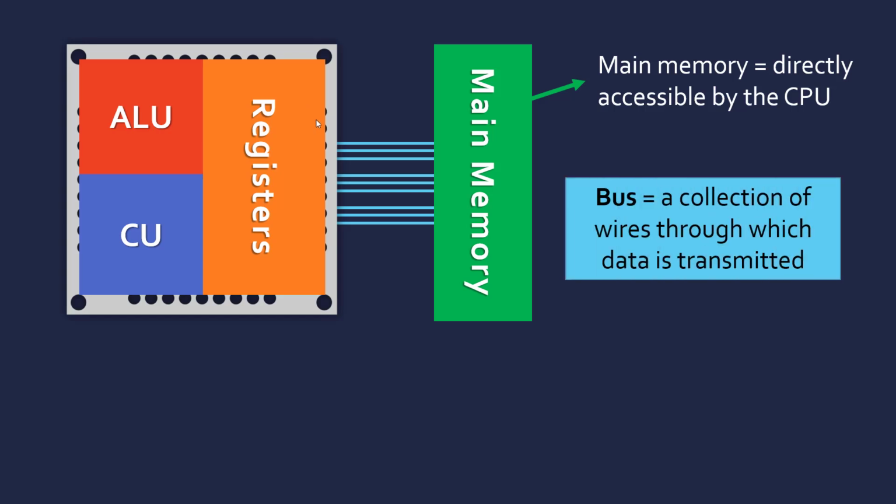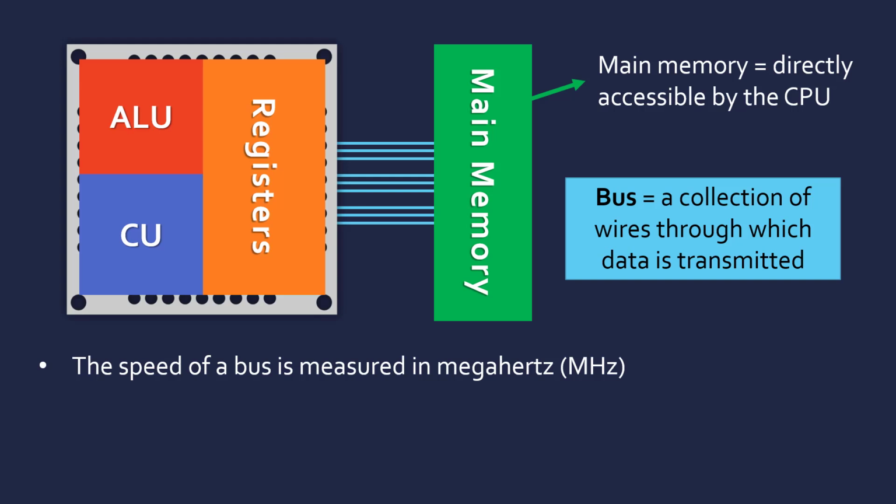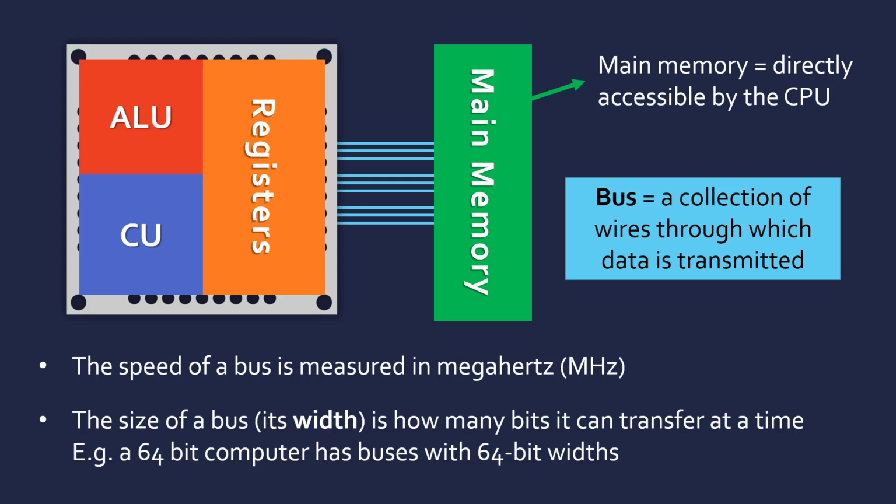And a bus in a computer is a collection of wires through which data is transmitted. How fast a bus is, how often data gets transferred through it, is measured in megahertz and it's based off the clock that it's using to regulate the transfers. And a more important measurement is the size of a bus, also known as its width. And this is how many bits it can transfer at a time.